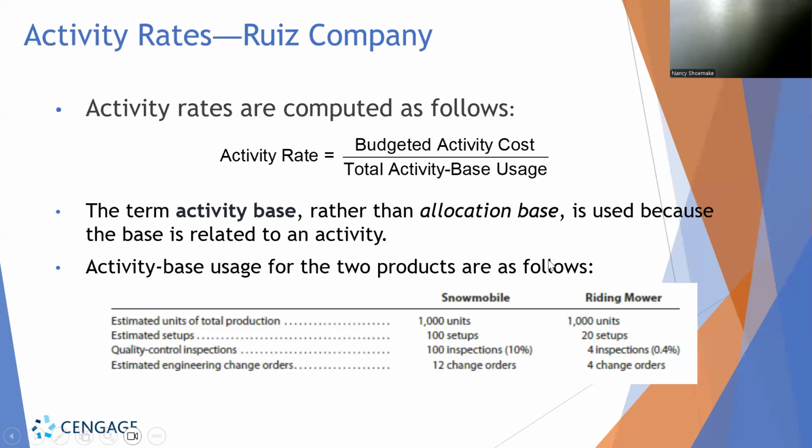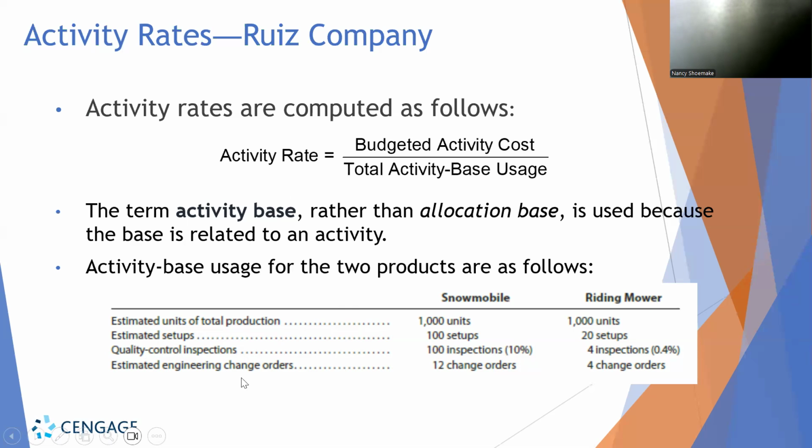Activity-based usage for the two products is as follows. We're estimating that each is going to have 1,000 units. For snowmobiles, we're going to have 100 different setups, much more involved. For riding lawnmowers, we're having 20 setups.